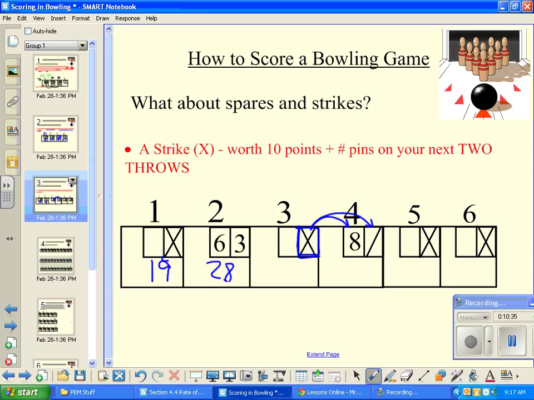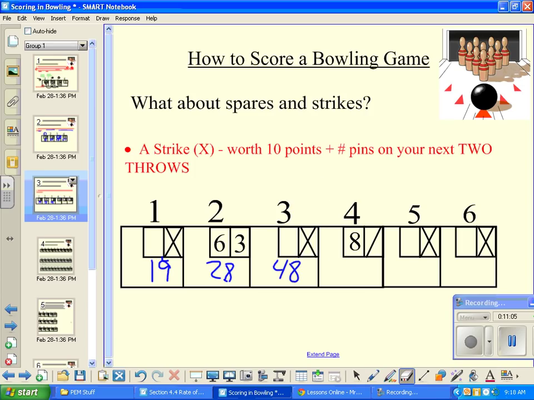So this strike right here, what happens is I add 8, and then I add, well, how many pins were left in that frame? If I got down 8 the first time, there must have been 2 pins left on the deck still. So I get 10 plus 8 plus 2 is what that spare means. So 10 plus 8 plus 2 gives me 20 pins. So that's how many points I'm going to add to my running total so far. 28 plus 20 gives me 48. So now I'm up to 48 for a total in the third frame.